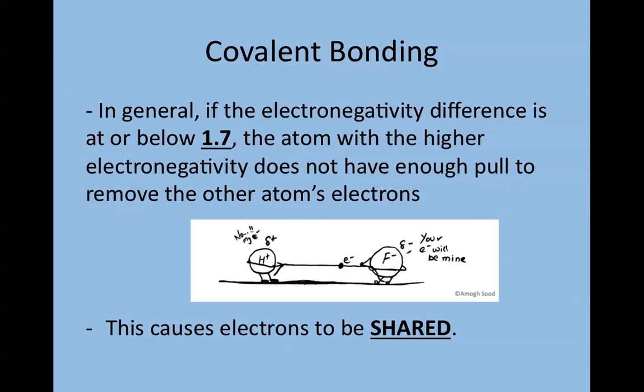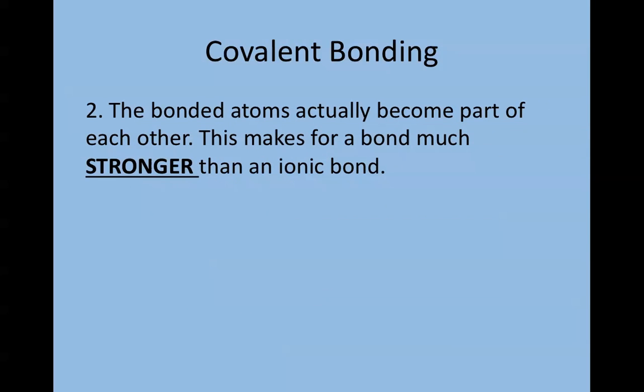Now, we will see that when they're shared unequally, we get a kind of partial charge that forms because the electrons will spend a little bit more time around the atom with the higher electronegativity, but they're still going to have to share them because they don't have a big enough difference in electronegativity values. Now, the bonded atoms usually become part of each other because of how they're sharing these electrons. Now, this makes for a much stronger bond than the ionic bond that we talked about in Concept B.